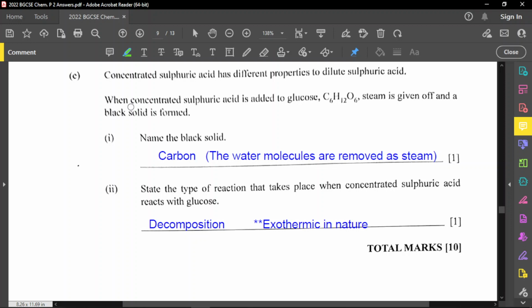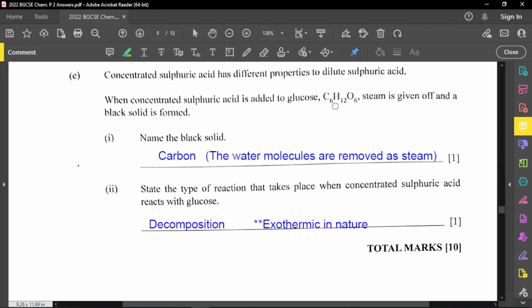All right. So here it said when concentrated sulfuric acid is added to glucose, which is C6H12O6, steam is given off, and a black solid is formed. Name the black solid. The black solid is carbon. And just to make a note right here, the water molecules are removed as steam. So the steam that is given off is actually water, and what remains is carbon.